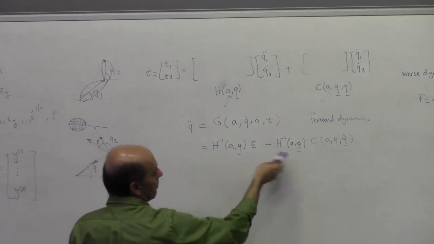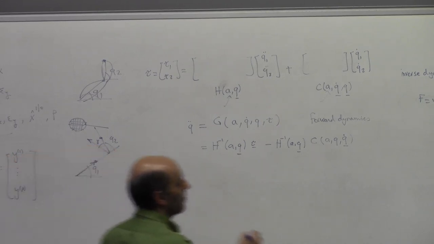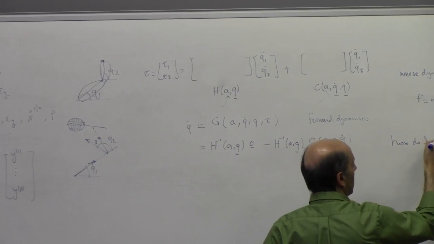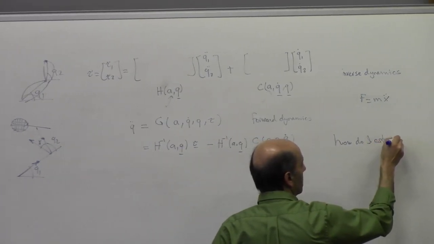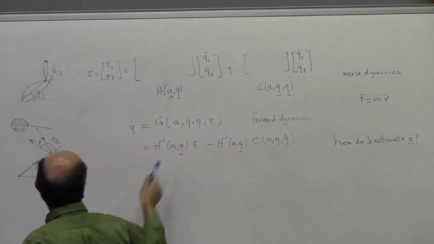And so how would I write this so I could estimate things? What I'm interested in is A. How do I estimate this vector A? So why do I want to estimate A?